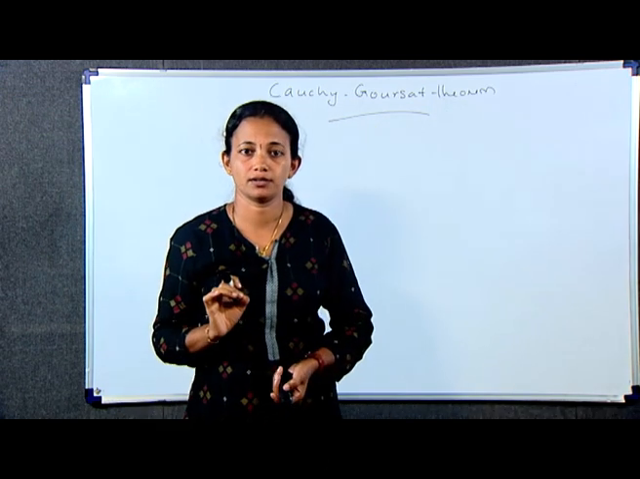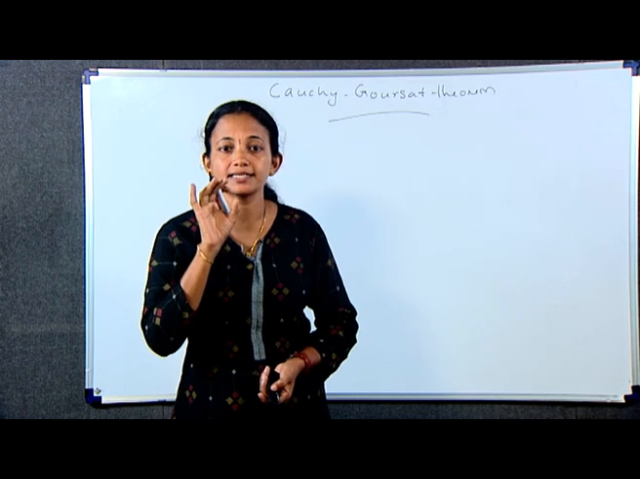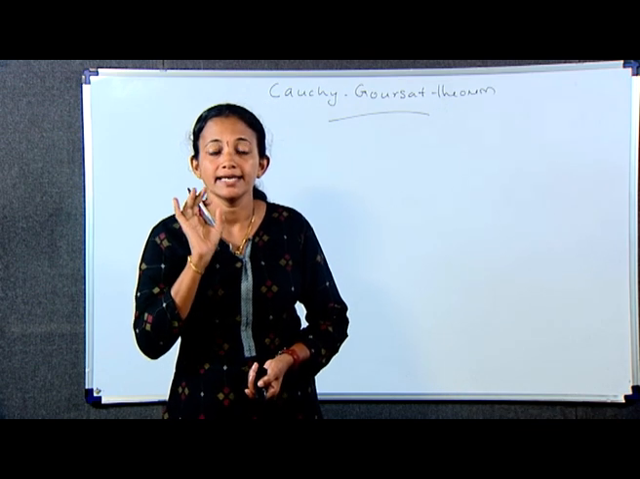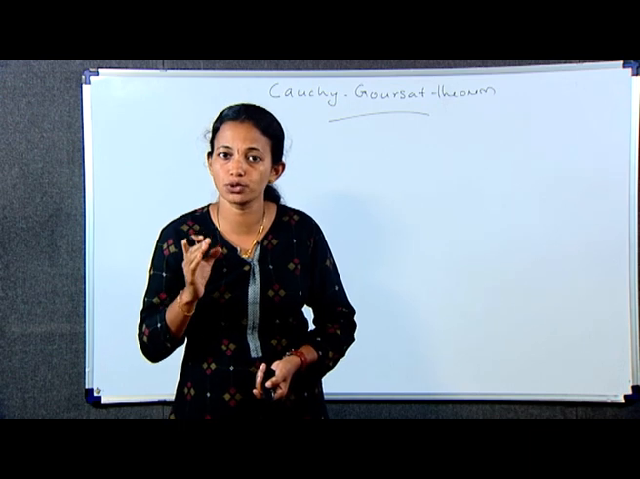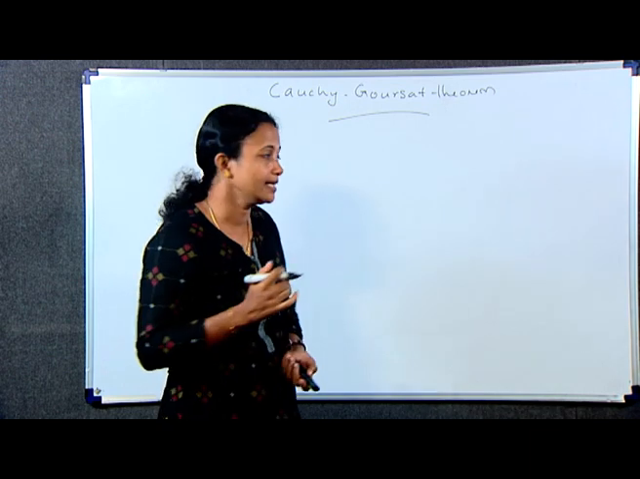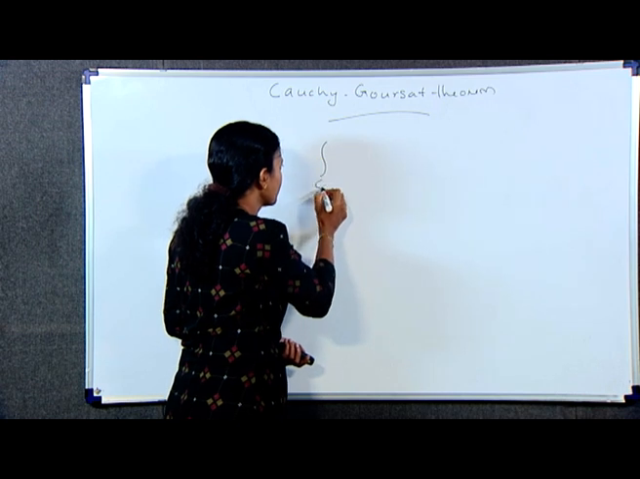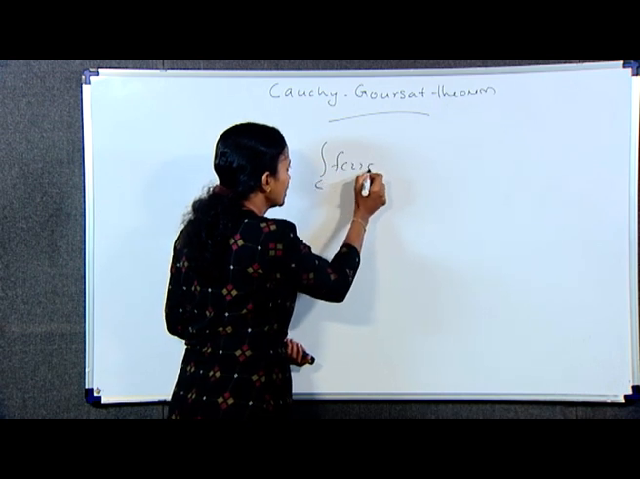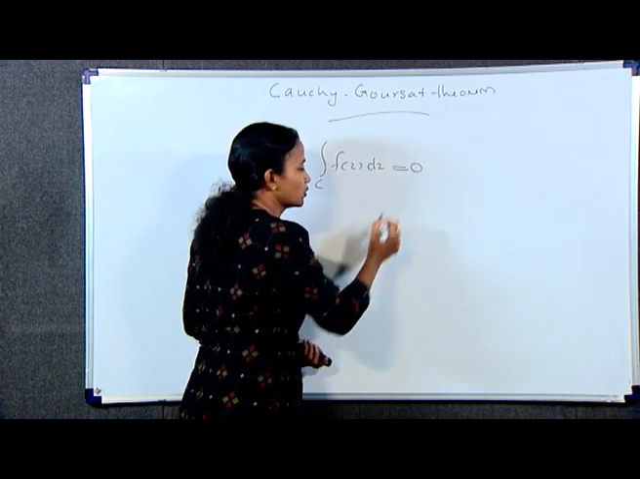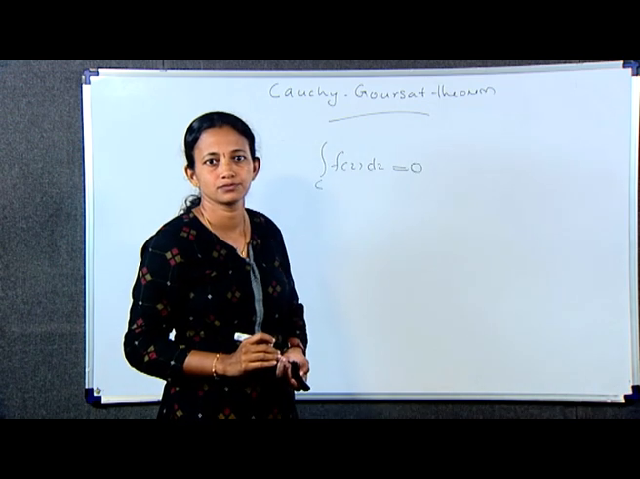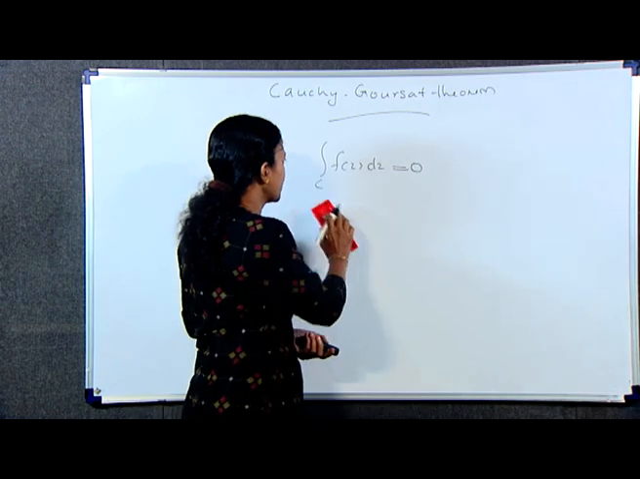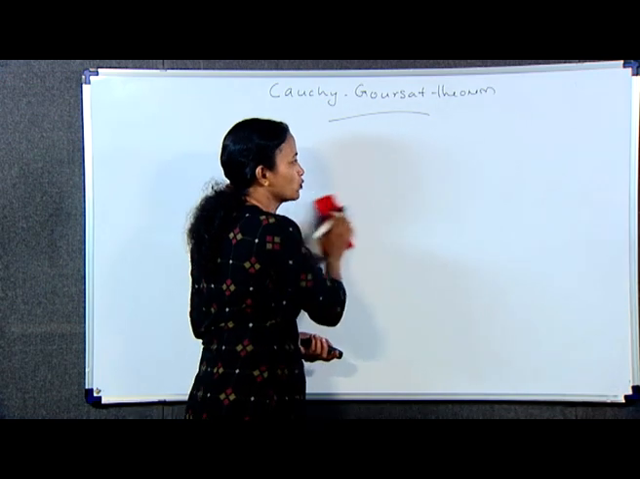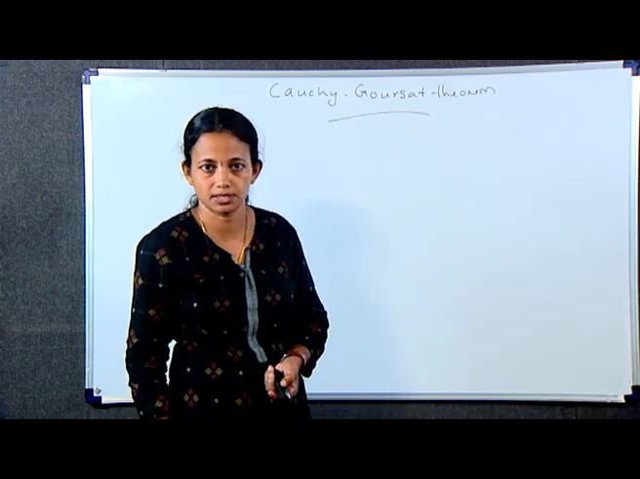If a function f is analytic at all points interior to and on a simple closed contour C, then the integral over C of f(z) dz is equal to 0. So, we move to some examples. The theorem is without proof, that is, the proof is not mentioned in your syllabus.